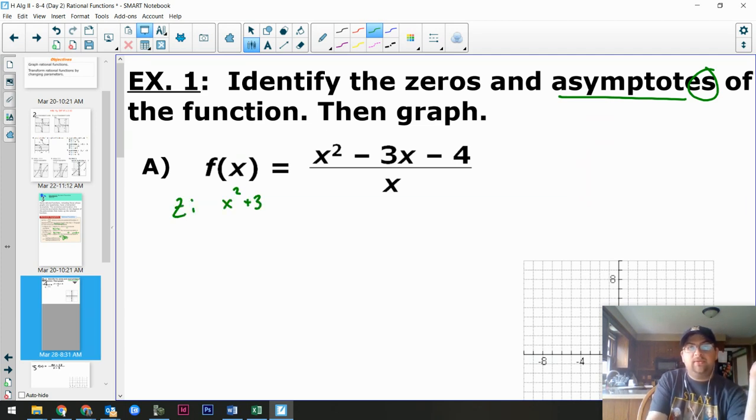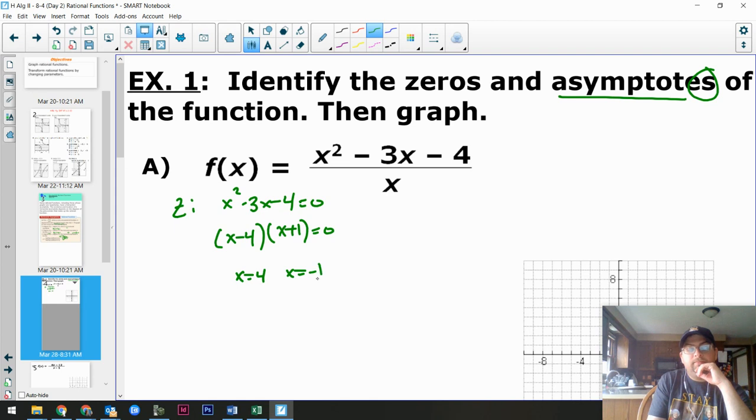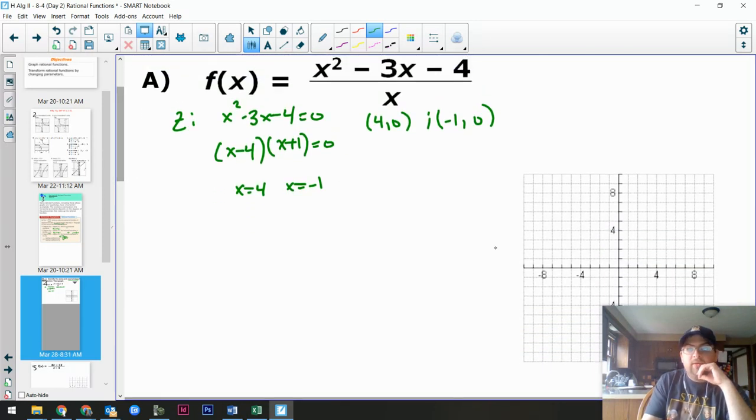x squared minus 3x minus 4. That factors, and again, I'm finding when that equals 0. It's x minus 4 and x plus 1. So I've got x equals 4 and x equals negative 1. Those are my zeros, right? 4 comma 0 and negative 1 comma 0. All right, now I can go here, 4 comma 0, negative 1 comma 0.